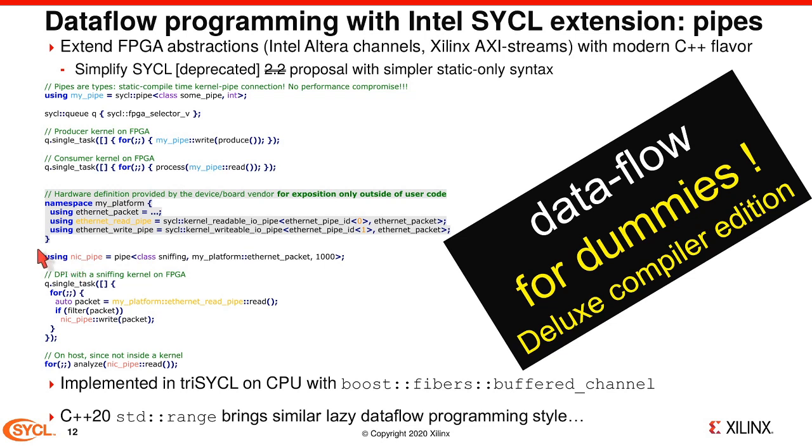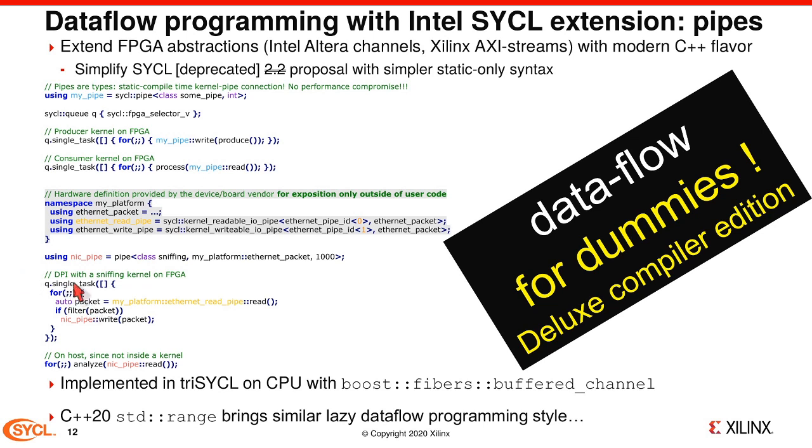So in the user application here, you can create a NIC pipe named sniffing using the platform Ethernet, so it will be used to transfer some data between the FPGA and the host, and the data will be Ethernet packets, and you can have up to 1,000 packets in flight. So the idea here is to use the FPGA to capture the Ethernet packets, to do some filtering, and to forward the interesting packets to the CPU where they will be further analyzed.